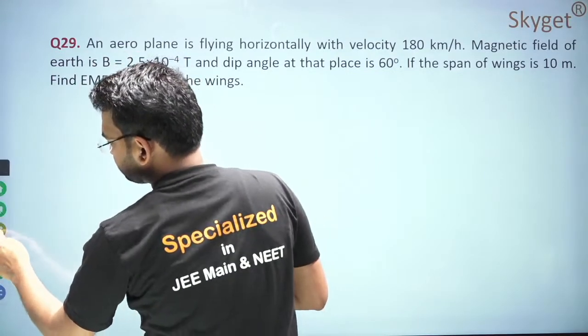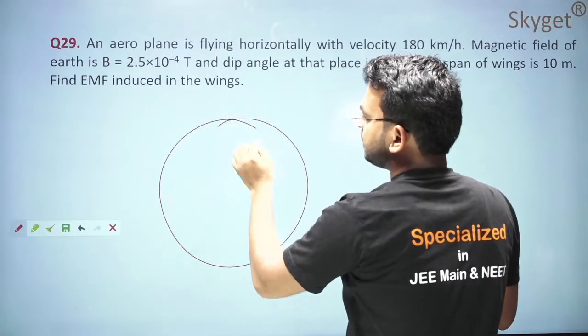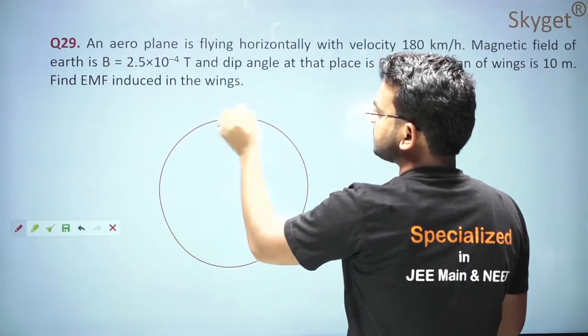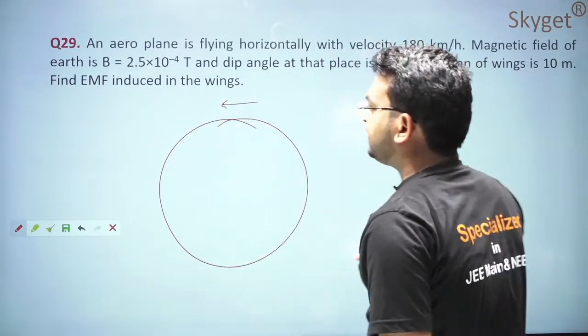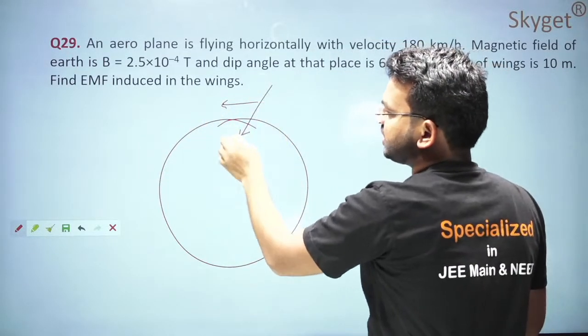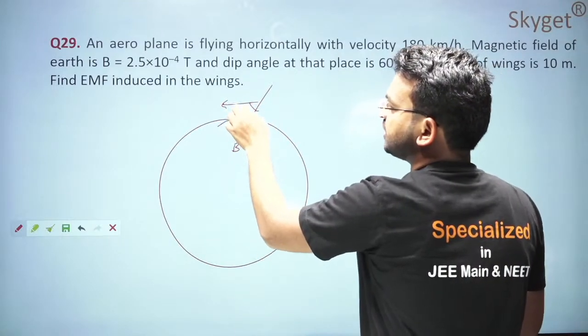So when your plane is moving like this, let's suppose this is your earth and your plane is moving like this. At this point your plane is going like this, but your real magnetic field is in some other direction, and it is making an angle of 60 degrees.